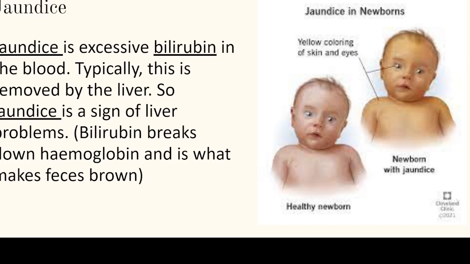Okay, jaundice. Jaundice is excessive bilirubin in the blood. Oftentimes newborn babies have excessive bilirubin in the blood and they look kind of yellowish, or jaundiced. It can also cause a yellowing of the eyeballs, like the white of the eyeballs. You see that as well. Typically this is removed by the liver, so jaundice is a sign of liver problems. Bilirubin comes from the breakdown of hemoglobin and is what makes feces brown.